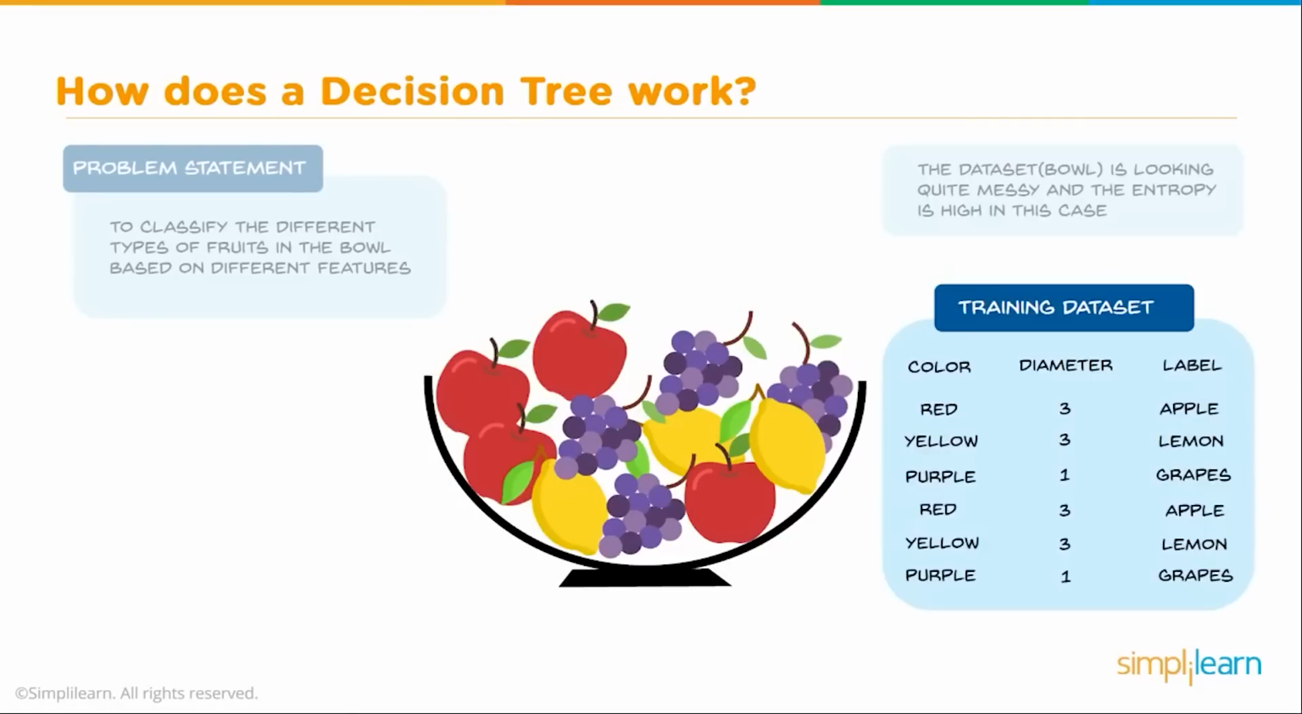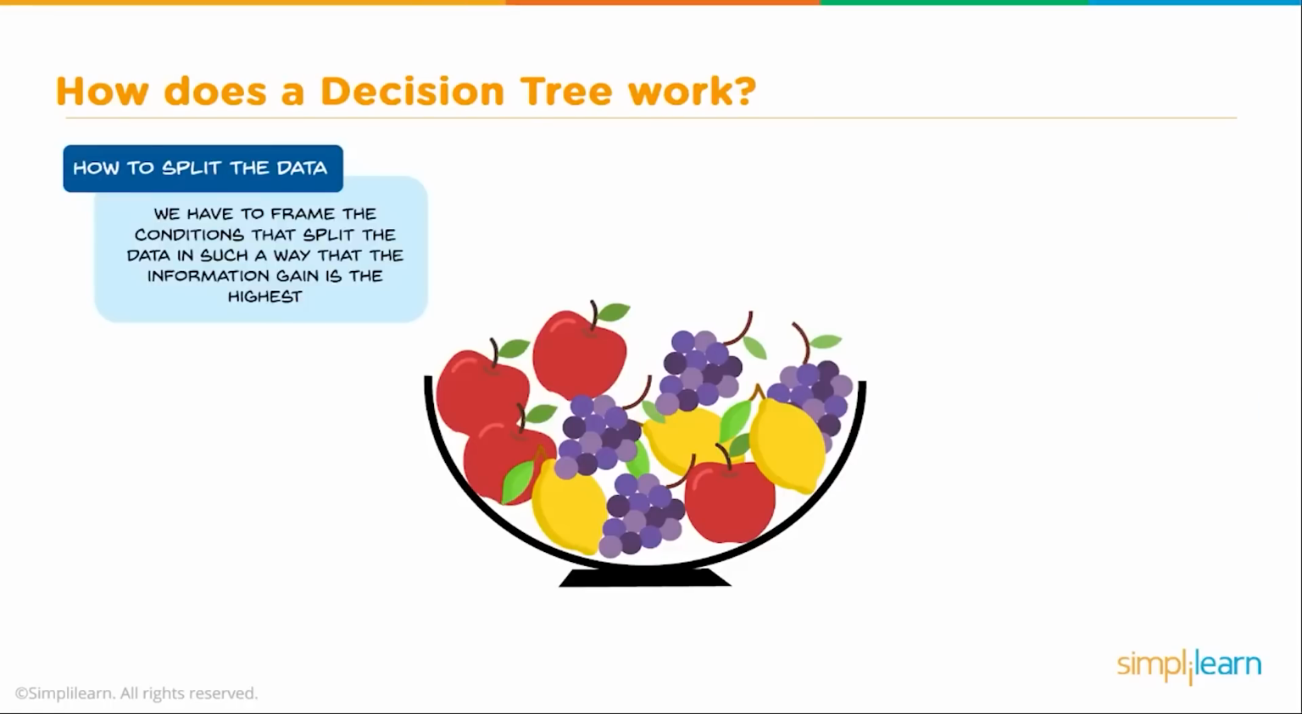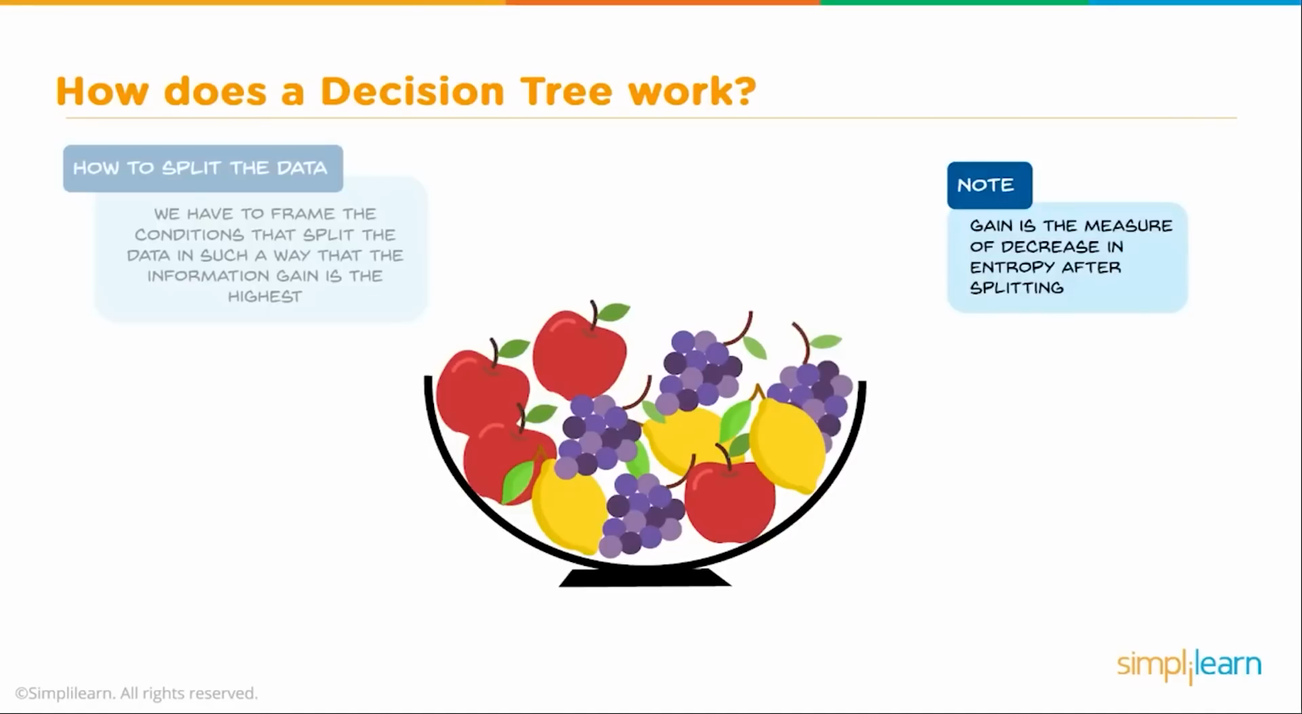And so we look in here. We're going to start with a training set. So this is the data that we're training with. And we have a number of options here. We have the color, and under the color we have red, yellow, purple. We have a diameter, 3, 3, 1, 3, 3, 1, and we have a label: apple, lemon, grapes, apple, lemon, grapes. And how do we split the data? We have to frame the conditions to split the data in such a way that the information gain is the highest. And it's very key to note that we're looking for the best gain. We don't want to just start sorting out the smallest piece in there. We want to split it the biggest way we can. And so we measure this decrease in entropy, that's what they call it, entropy, after splitting.